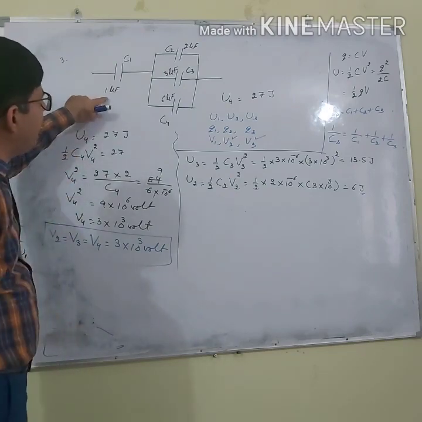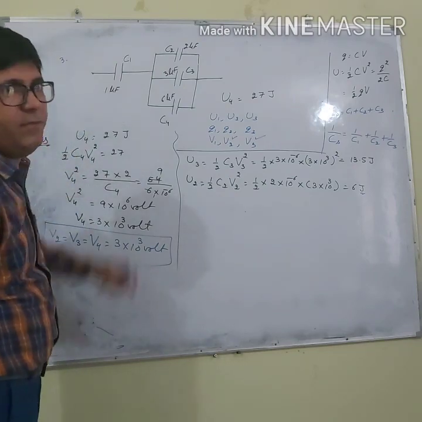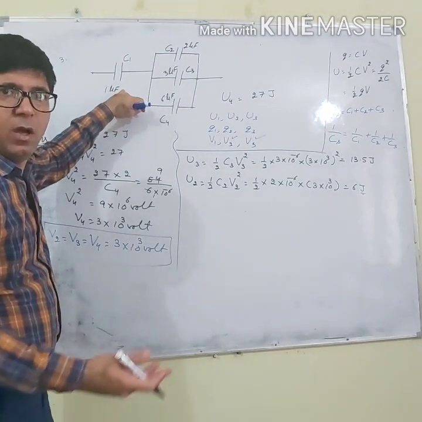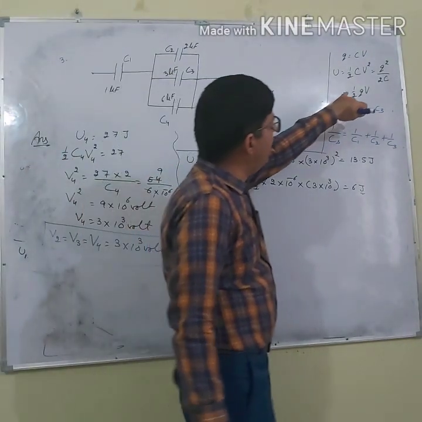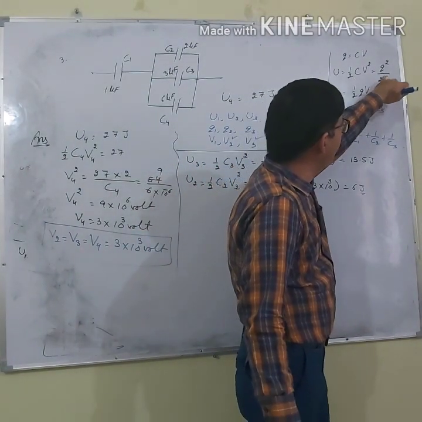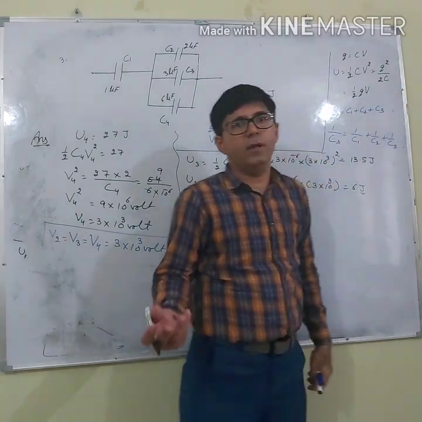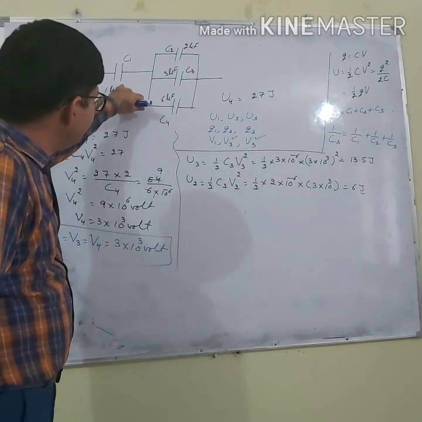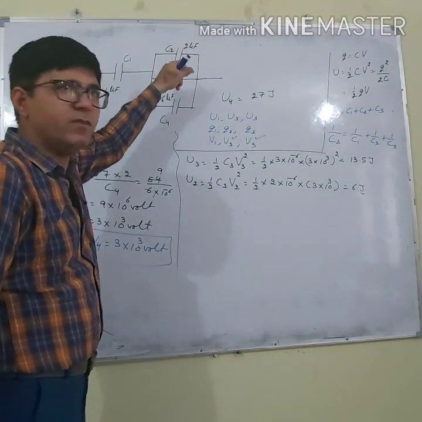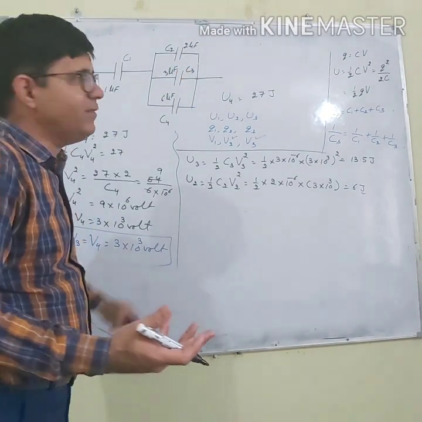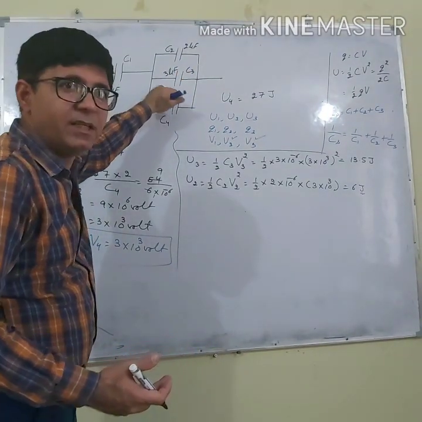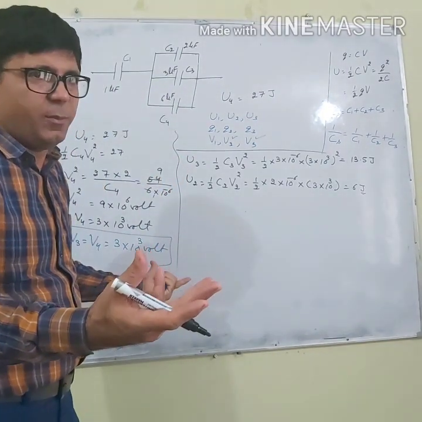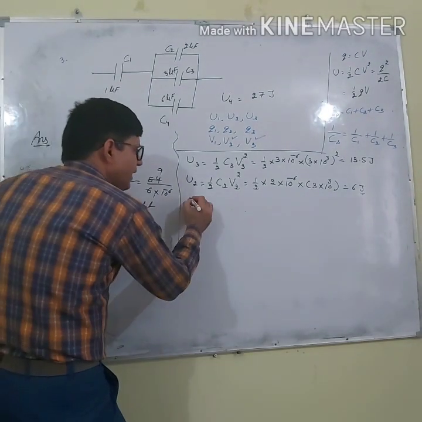Now my target is to find the potential energy stored in C1, but I don't have its potential or its charge, because the formula required for energy needs C and V, or Q and C. But I am having a single quantity C. What can I have? Okay, this capacitor is connected in series to this combination. So what can I say? I can say that in series combination, Q, the charge, remains the same.